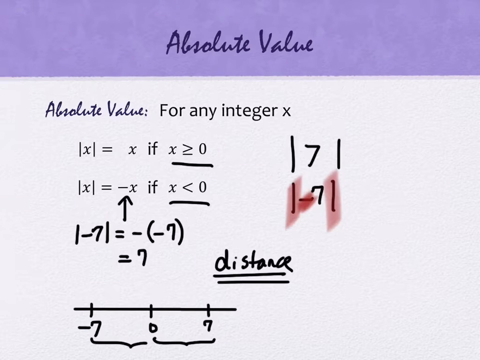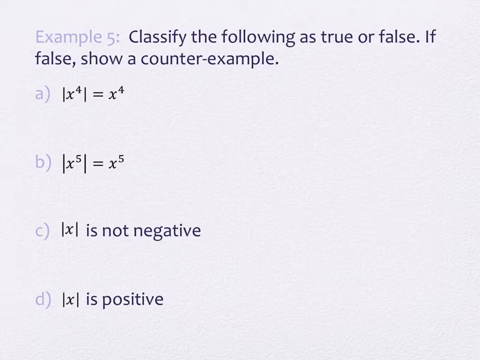So what we're going to do is we're going to classify some statements based on these arguments. Classify as true or false, and if it's false, show a counterexample. Remember, counterexample means an example showing that it really doesn't work. So, absolute value of x to the fourth is x to the fourth. What do you think?